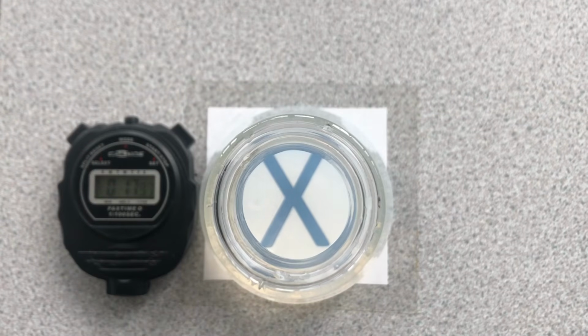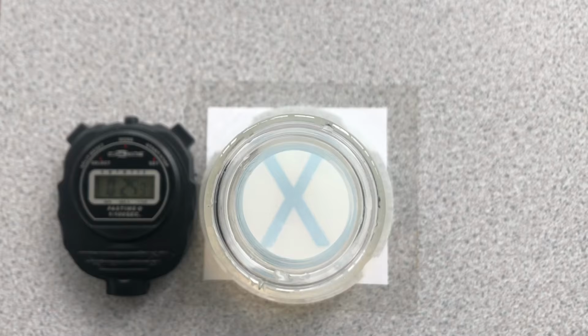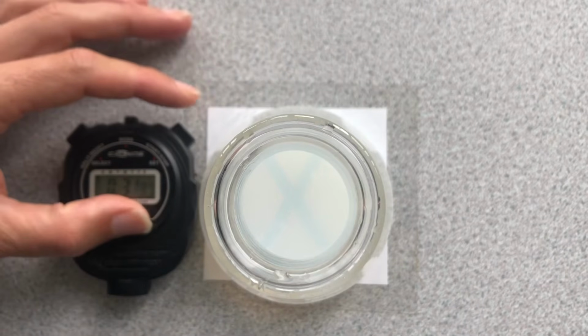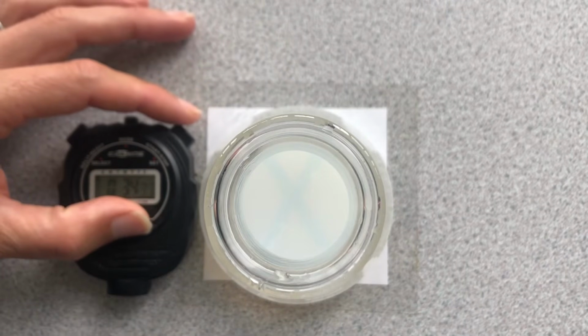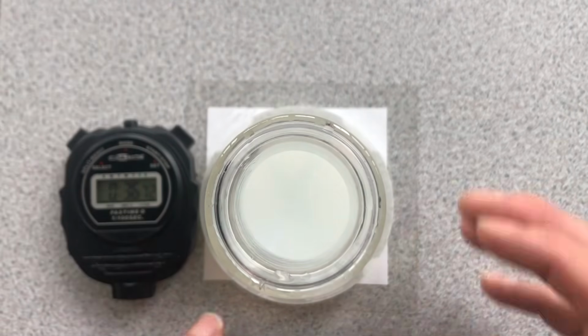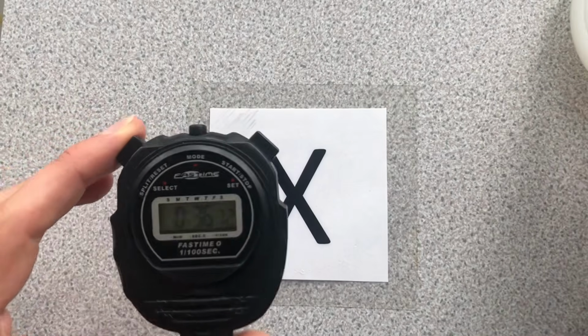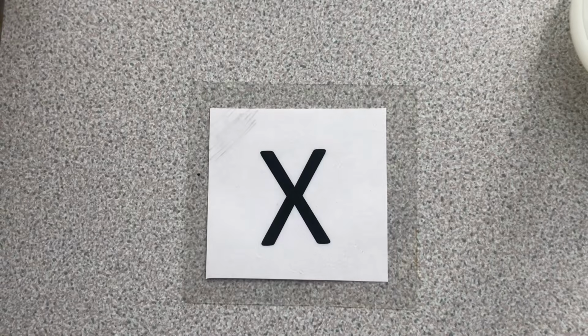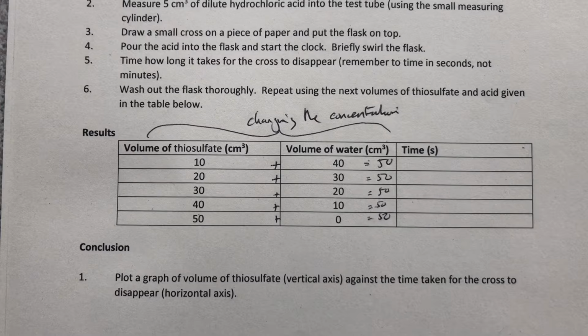So you see it's starting to cloud off a little bit now, and I'm going to stop that as soon as I can't see that X anymore. Okay, so it's getting cloudier and cloudier and cloudier. So as soon as I can't see that X, I stop the watch. I'm getting close to it now, aren't we? Okay, can I see it? Still just about see it. Can't see it anymore, let's stop that. Okay, so I've now stopped that on 36.72 seconds, or we'll say 37 seconds. I think that's more than accurate enough. So let's record those results.